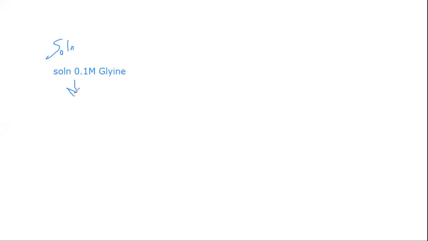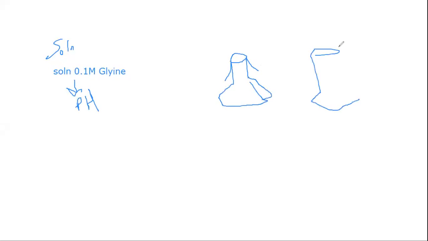We will check its pH. After checking the pH, whatever the pH is, we divide this solution into two flasks. So for example, these are the two flasks, equally divided.